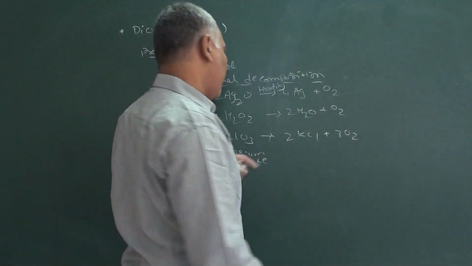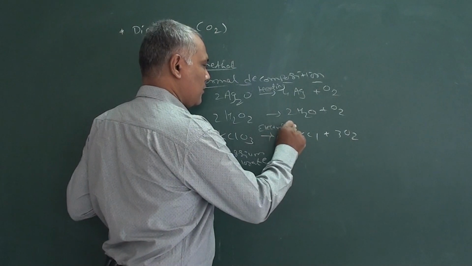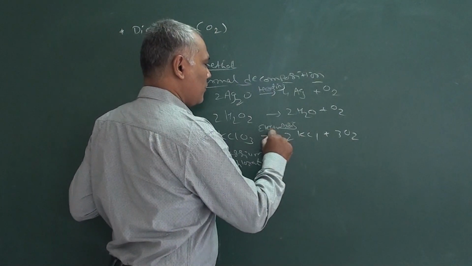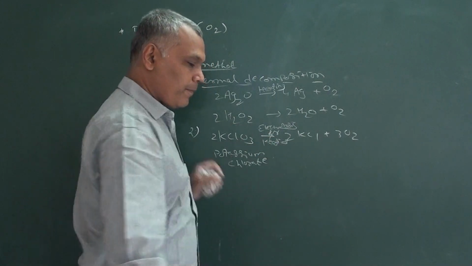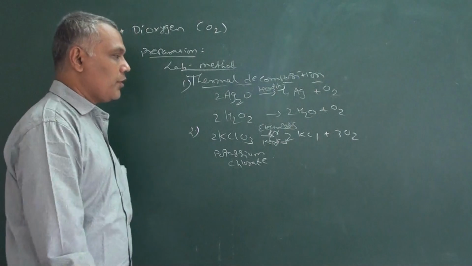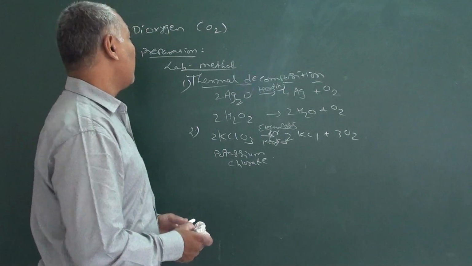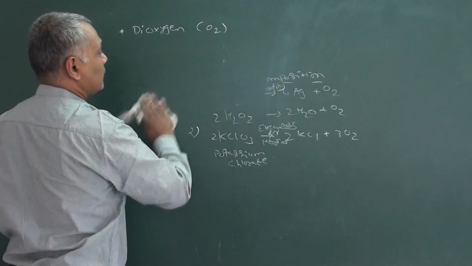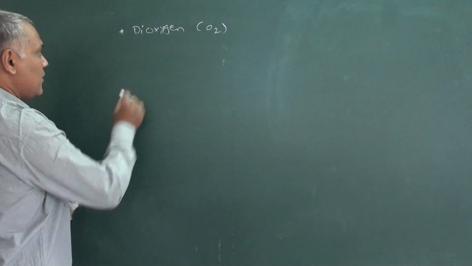Using potassium chlorate, on heating it, thermal decomposition, it gets converted into KCl plus O2. Right? So that is a method for preparation. Okay. Next one we are having is the properties.